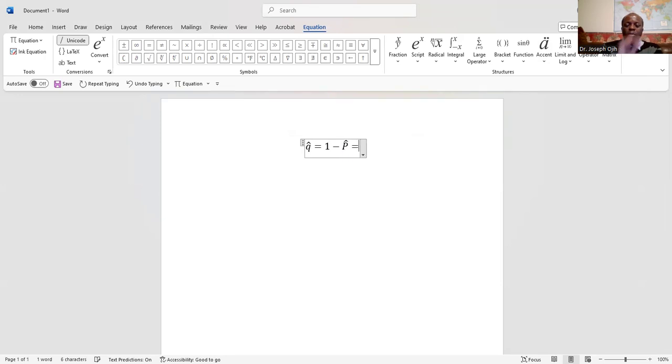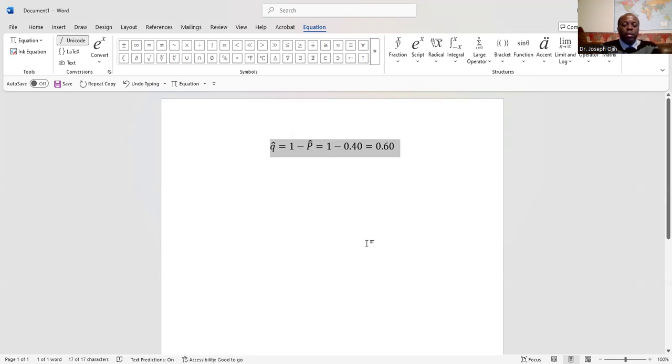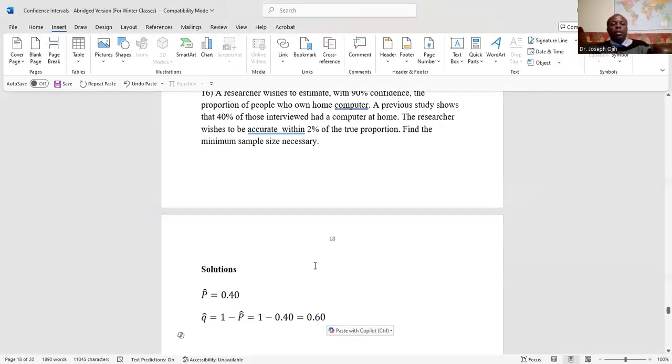So they told us that P hat is 40%. So Q hat will be 1 minus 0.40, which is 0.60. Copy this and paste it right there. Okay. Now we have them.